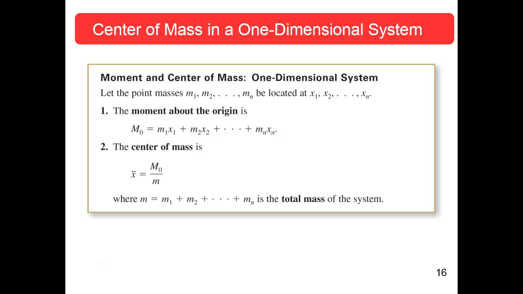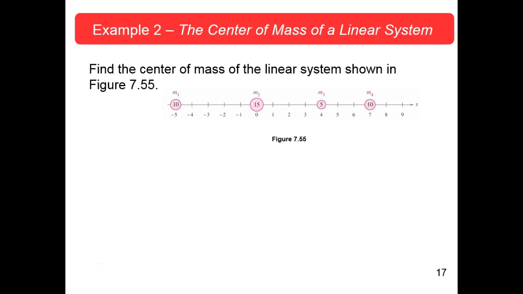Okay? Because this is a product of mass times distance, so this would be kilogram meter, kilogram meter, kilogram meter, divided by kilograms. That gives you the location of your center of mass in the x direction.